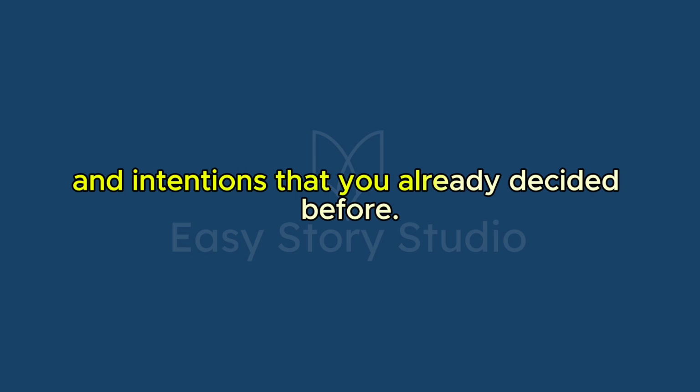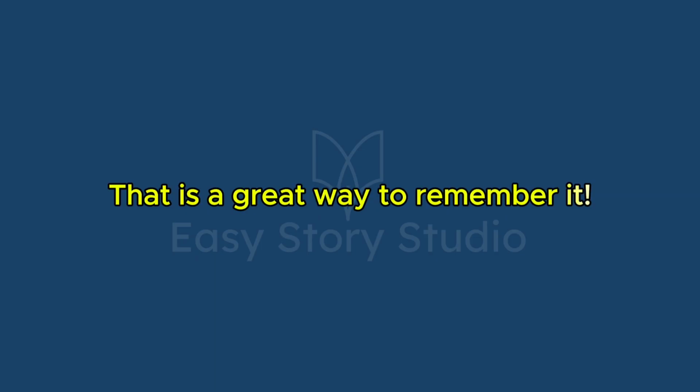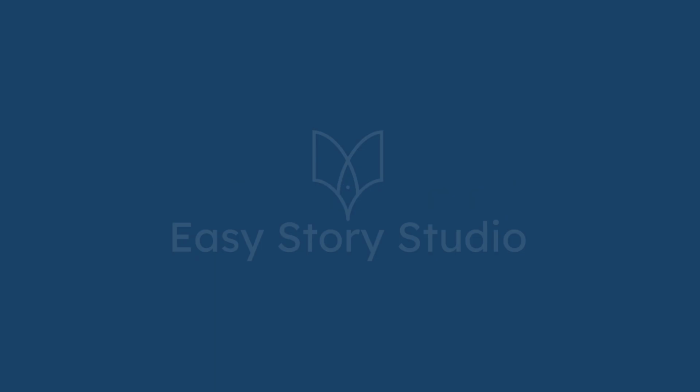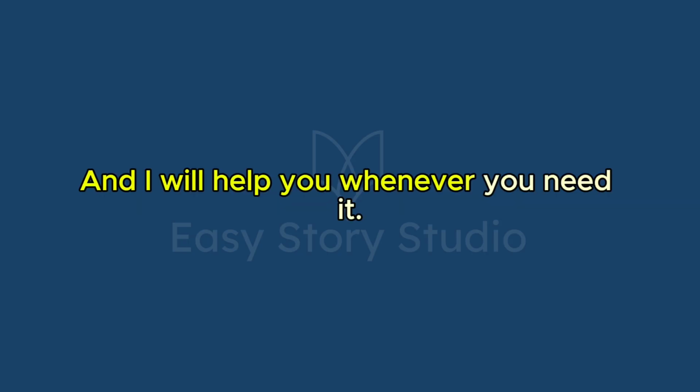Now, there is another way to talk about the future. We can also use going to. Going to is for plans and intentions that you already decided before. For example, I am going to visit Paris next summer. You already have the plan. That is a great way to remember it. Will is for the moment. Going to is for plans you made before. And I will help you whenever you need it.